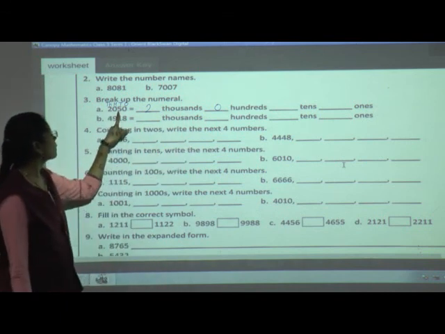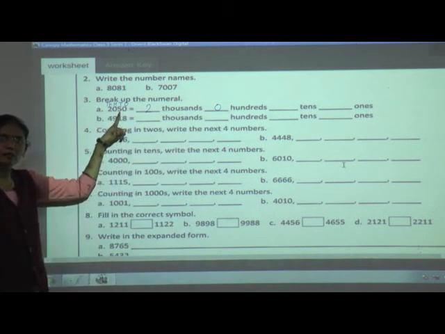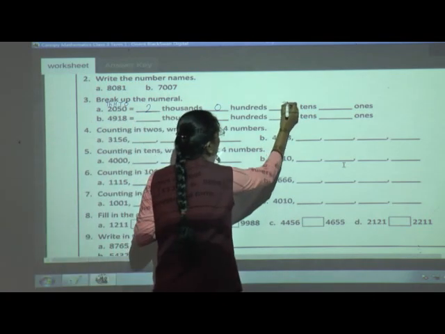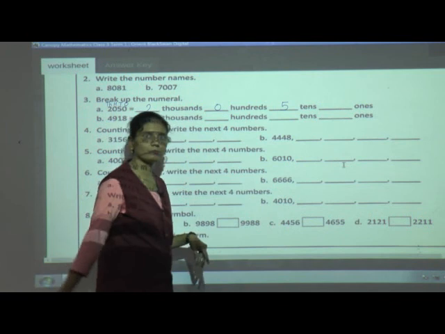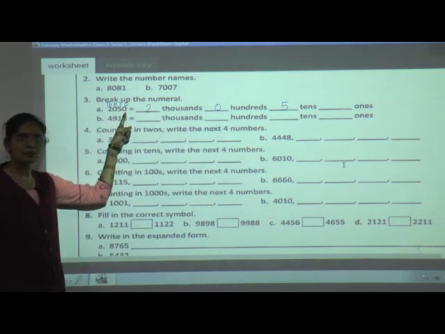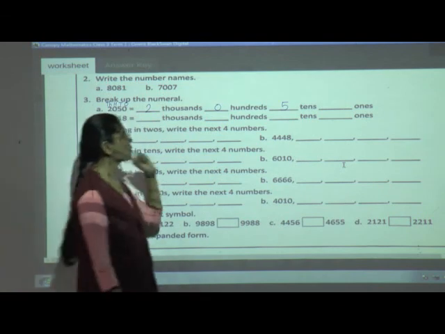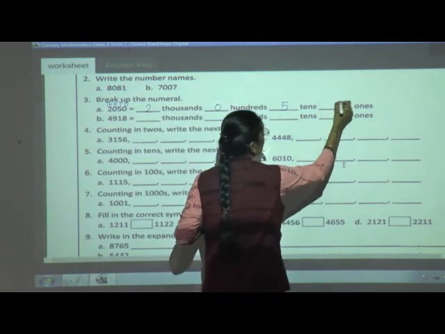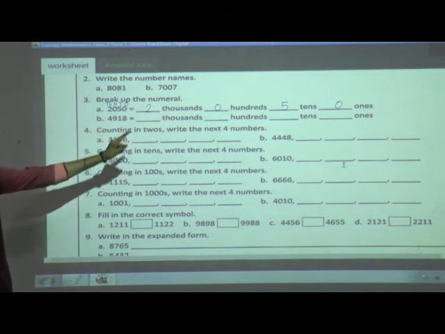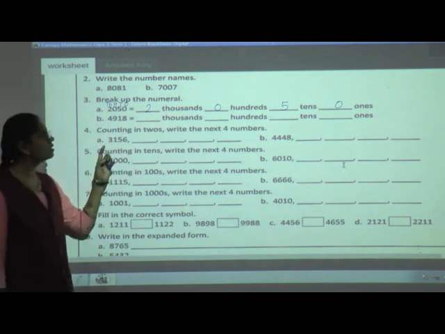Dash tens. Now see this tens place. Which number can you see? Yes, here at tens place 5 is there. So we will write 5. And dash ones. How many ones? At ones place again 0 is there. So simply we will put 0 here. So the answer is 2000, 0 hundreds, 5 tens and 0 ones.